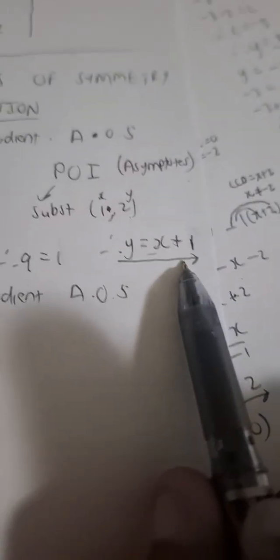Okay, so 2 minus 1, guys, is equal to 1. Let me just erase this, because the q value is not 2, it is actually equal to 1. So there we are: y = x + 1. That's the positive gradient axis of symmetry.